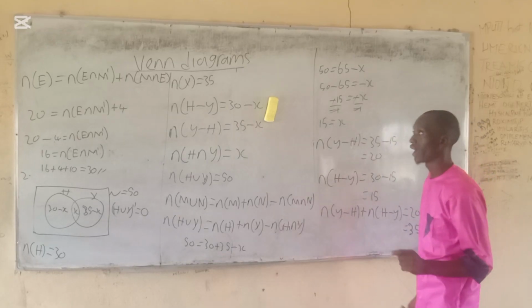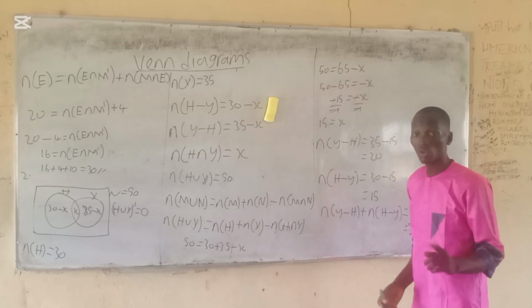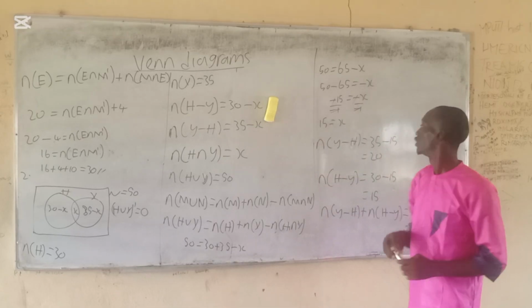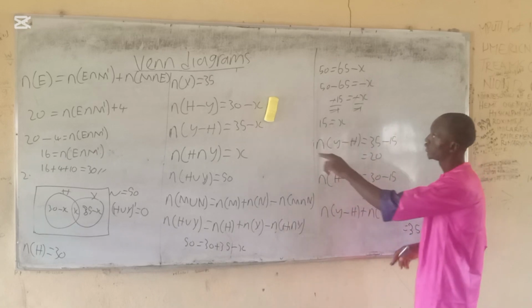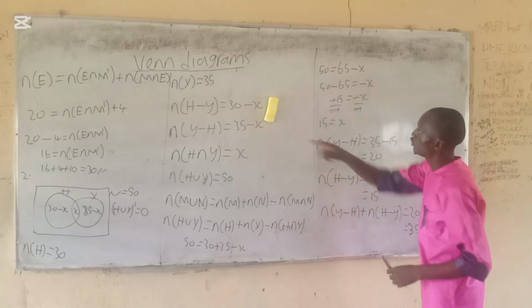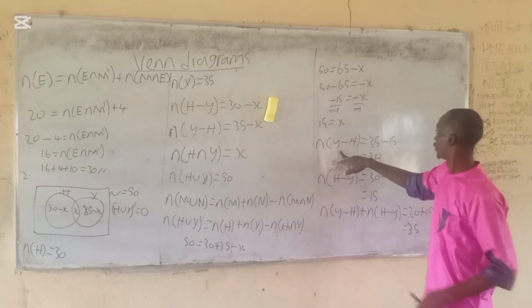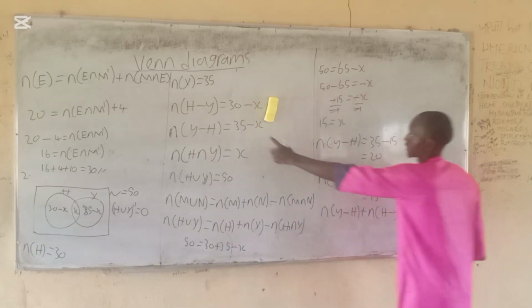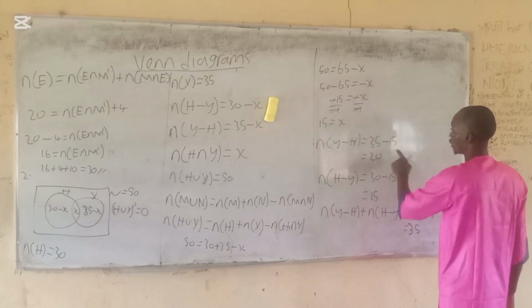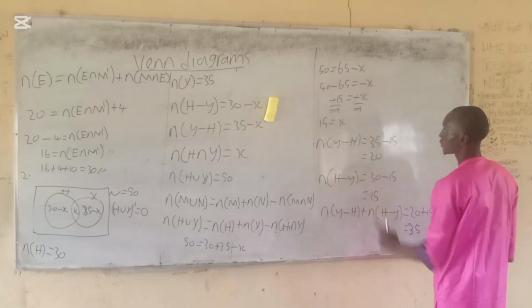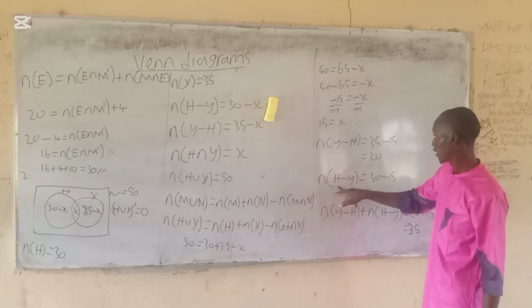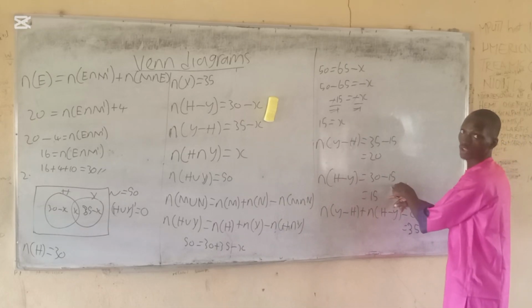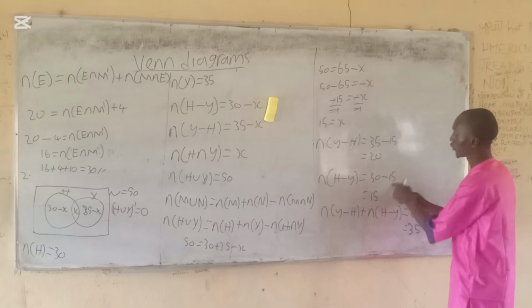Then the second question. The number of students that speak Yoruba only is 35 minus X. Now we've gotten our X to be 15, so that is 20. Then the other aspect, the number of students that speak Hausa only is 30 minus X. We've gotten our X to be 15. 30 minus 15 is 15.